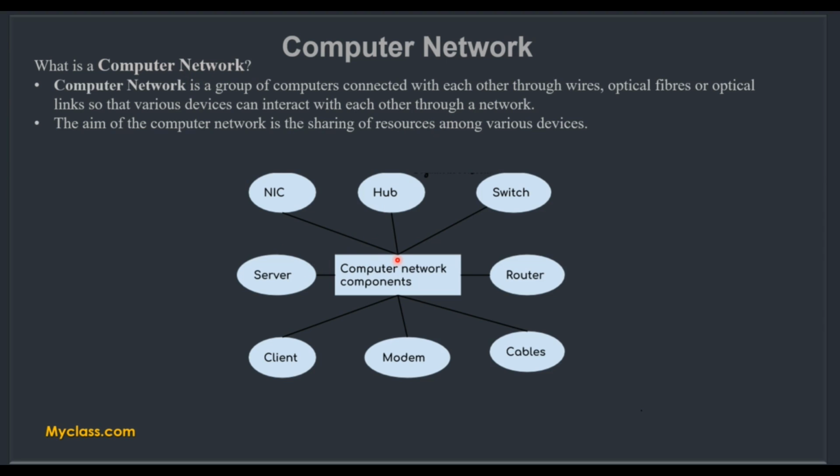So these are the main computer network components. In this video, we are only discussing the computer network components. In the later videos, we are going to the OSI model and all the detailing of each layer in the OSI model. So let's start with the computer network components. First one is NIC, then hub, switch, router, cables, modem, client server. All of these, we can say, are computer network components.